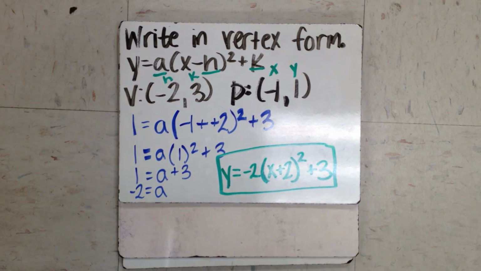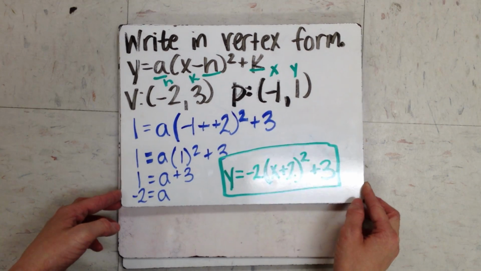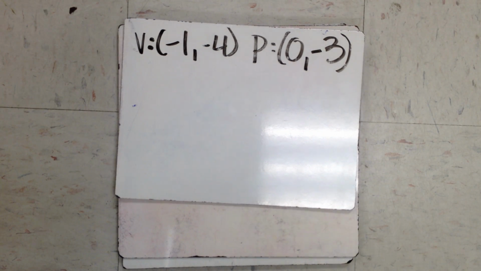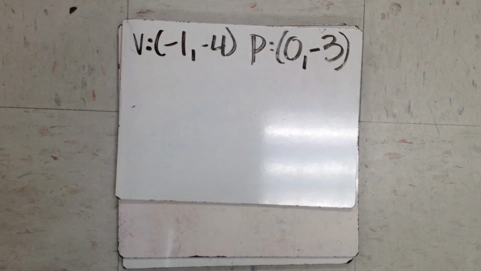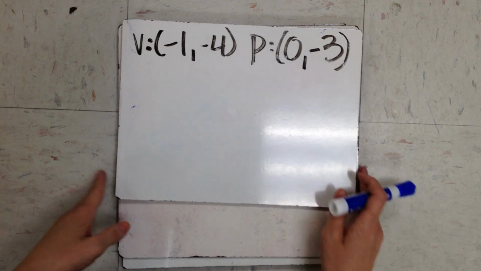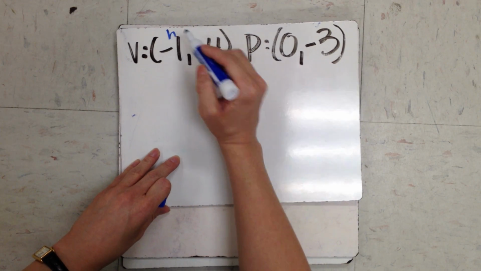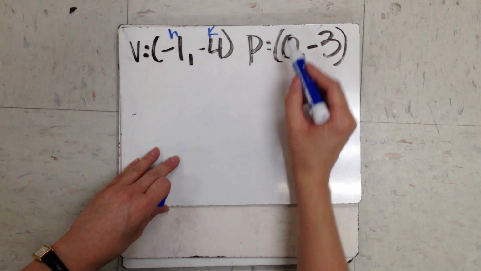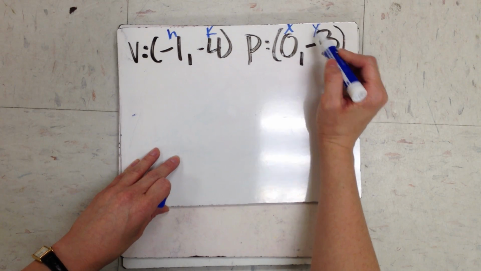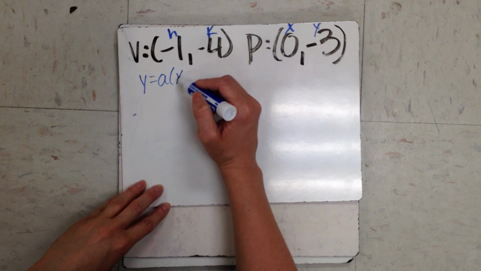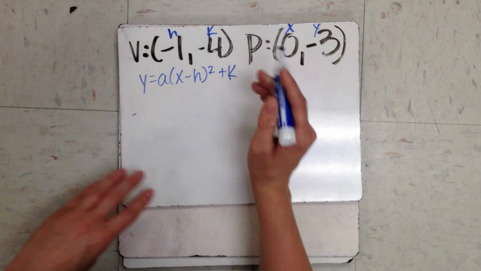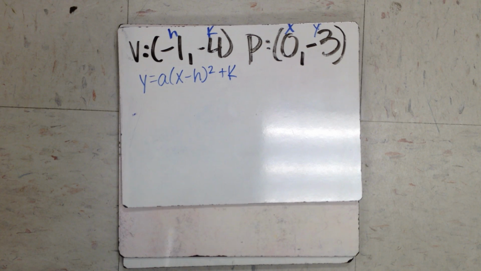All right, let's take a look at another one together. Same type of problem, we're writing it in vertex form. For this problem, we're given the vertex of (-1, -4), and a point on the graph at (0, -3). Once again, we're substituting in -1 for h, -4 for k, 0 for x, and -3 for y into the function y equals a times (x minus h) squared plus k. So that vertex form is coming back up, and it's the same type of problem that we did before. We're going to have a as a leftover variable that we're solving for.